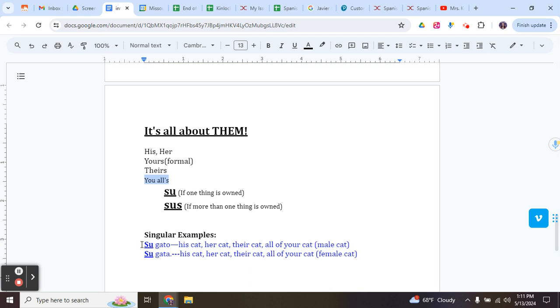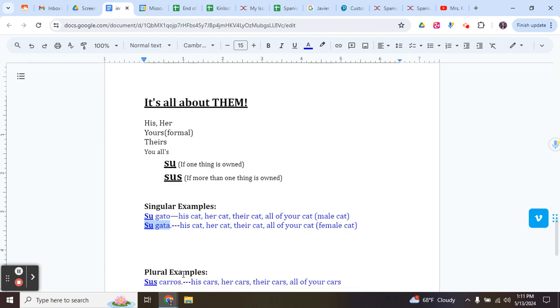So for example, I could say su gato. This could mean his cat, her cat, their cat, all of your cat, but we know for sure it's a male cat. We don't know whose cat it actually is. So you wouldn't just throw su gato into the middle of a sentence if you weren't already talking about someone in particular to know whose cat you're referring to. This is the same exact thing, but now the cat is female, su gata. Again, this can mean his cat, her cat, their cat, or all of your cat, right?